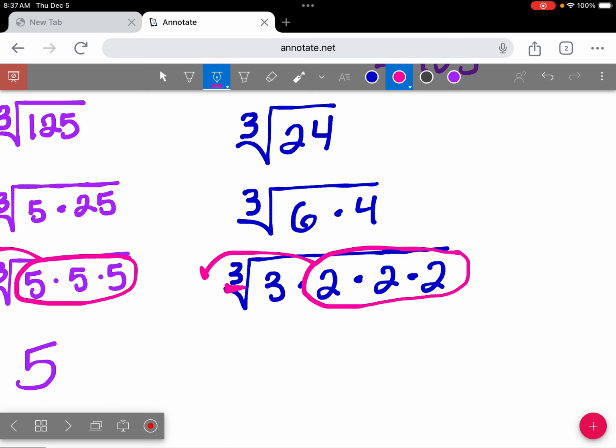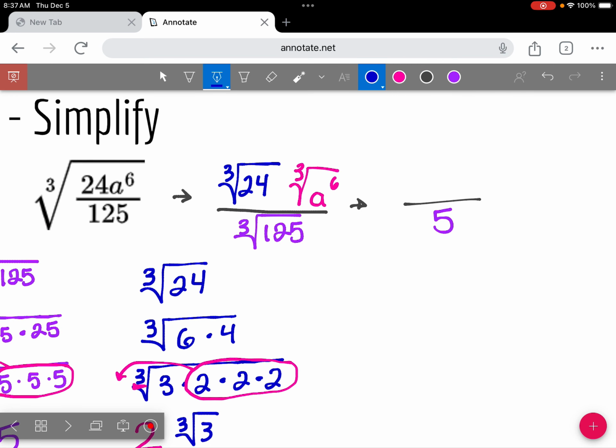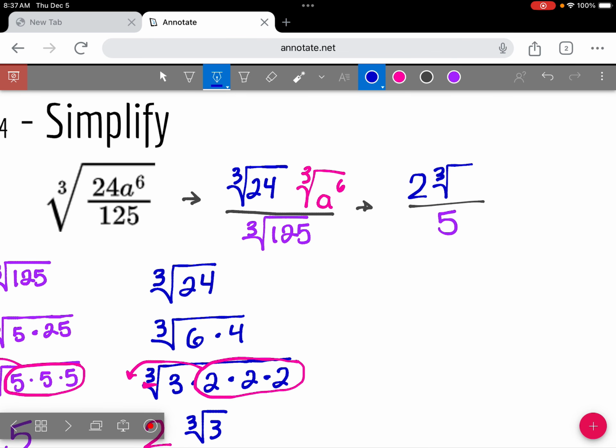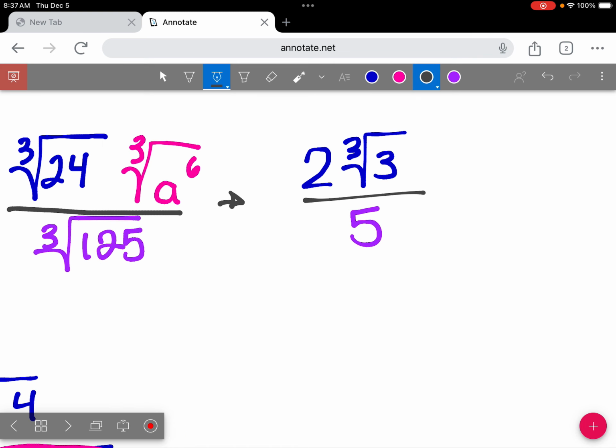So the 2s get to come outside. But we have a leftover bit. I have a leftover cube root of 3 that does not get to come outside. So my cube root of 24 simplifies down to be 2 cube root of 3. And I know that simplifying these when they're gross and leave us with leftovers is annoying and weird and confusing. That's why we're practicing this today.